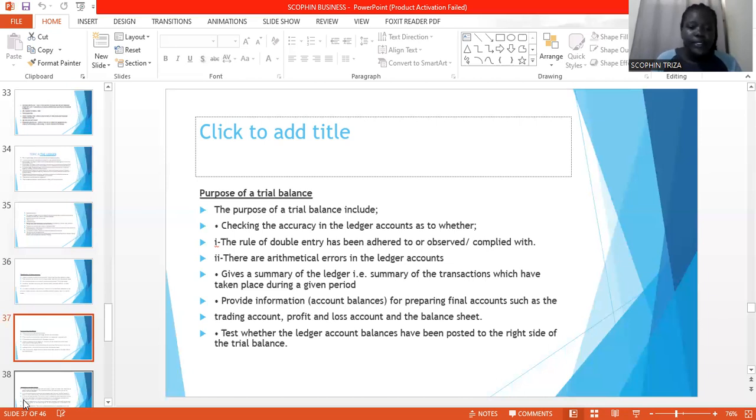Now another purpose is it gives a summary of the ledger. That is a summary of the transactions which have taken place during a given period. Another one is it provides information for preparing final accounts such as the trading account, profit and loss account, and the balance sheet. Another one is it tests whether the ledger account balances have been posted to the right side of the trial balance.